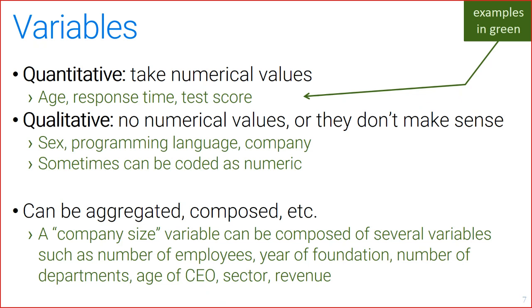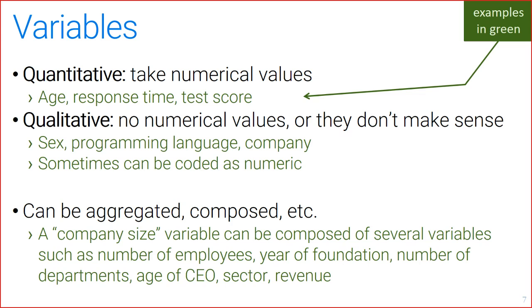So we saw that we care about variables of different nature, and we typically differentiate between quantitative variables and qualitative measures. Quantitative are those that can take a numerical value. So you can think about age, a response time of a certain algorithm, a test score. Those are things for which a number makes sense. By its nature, this variable is a number.